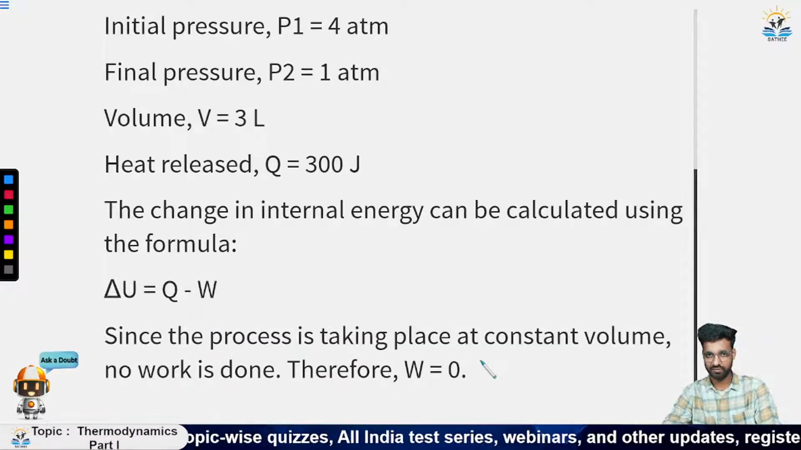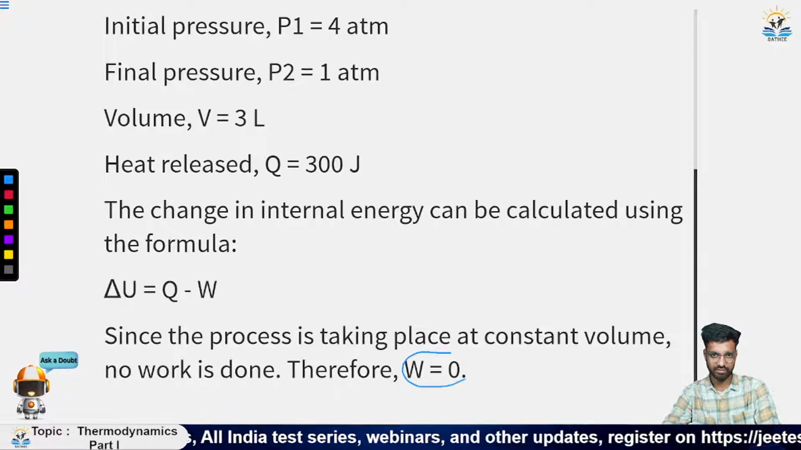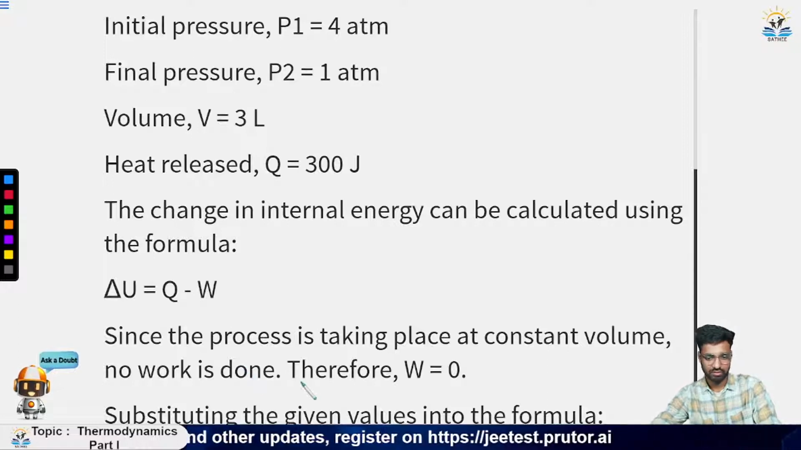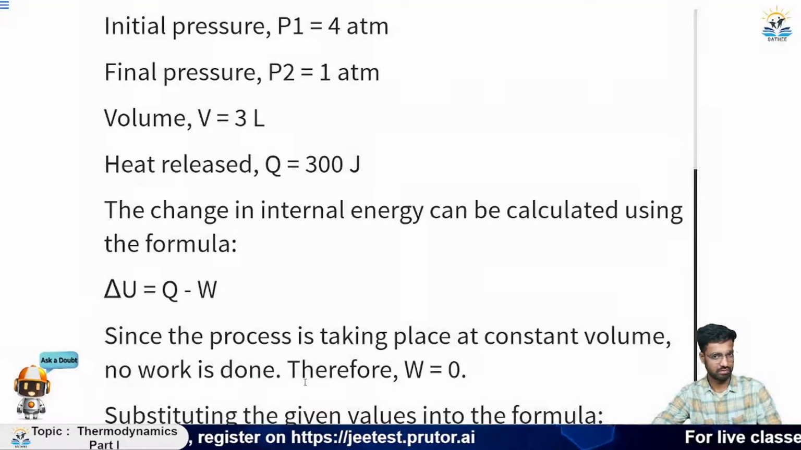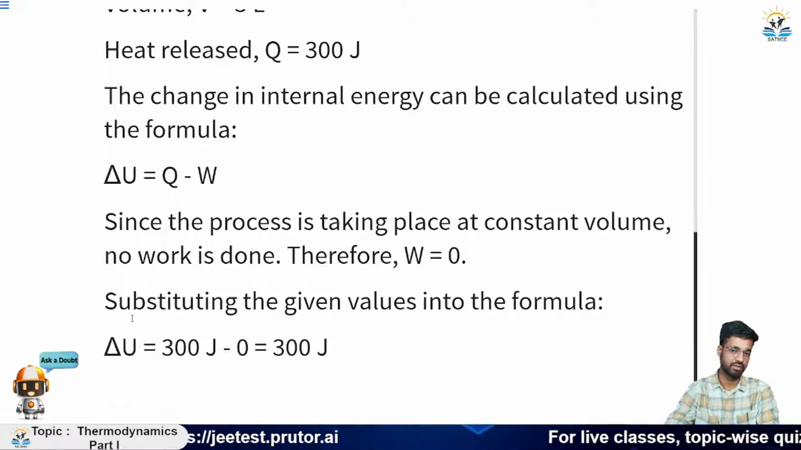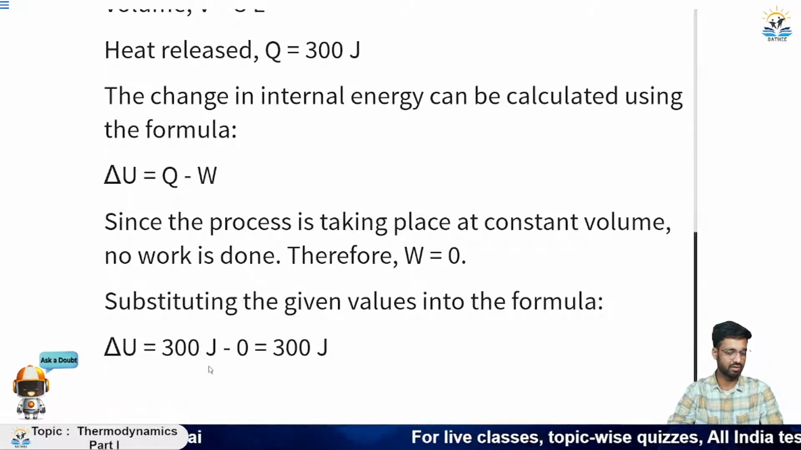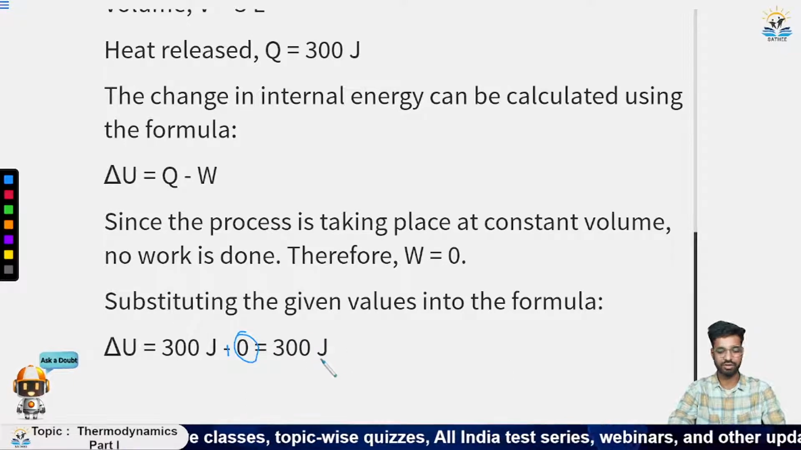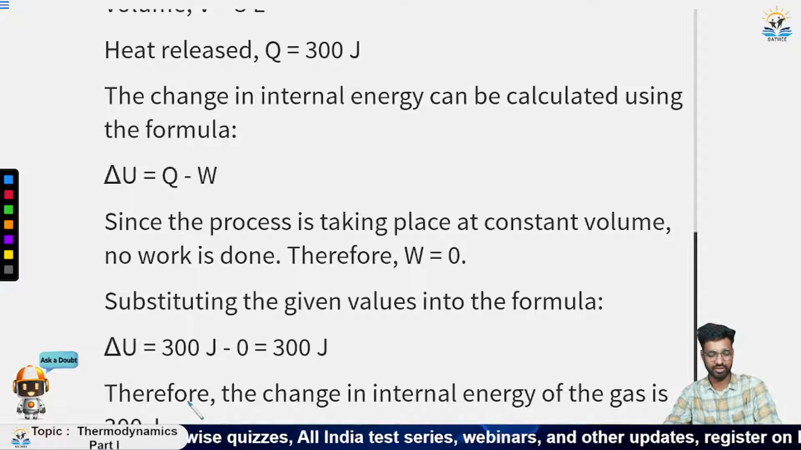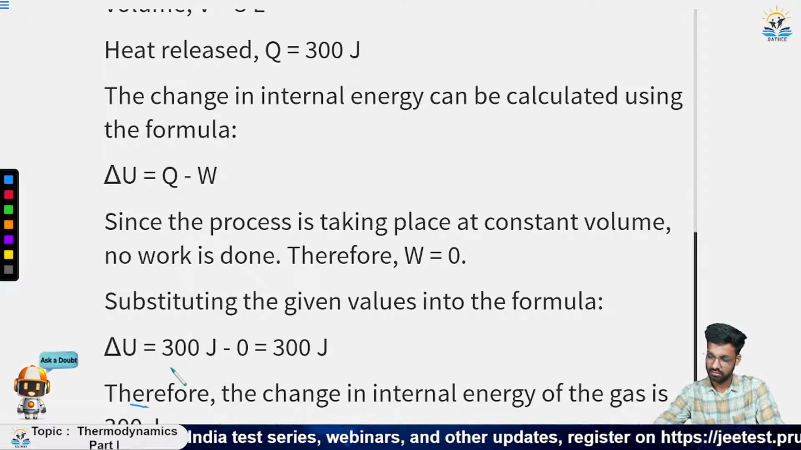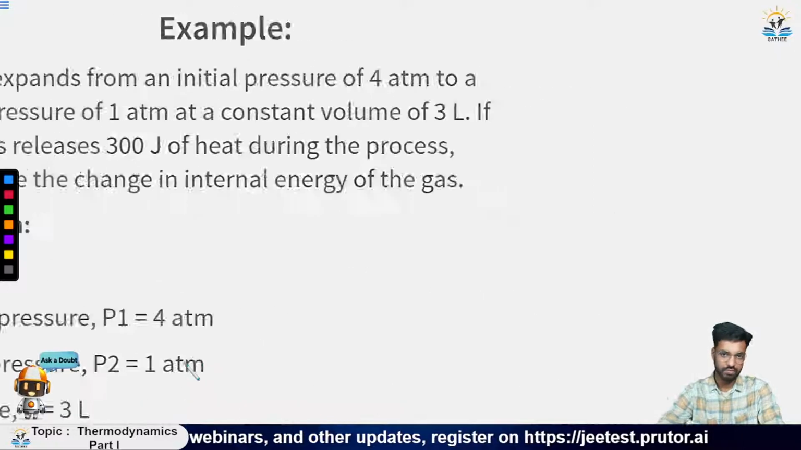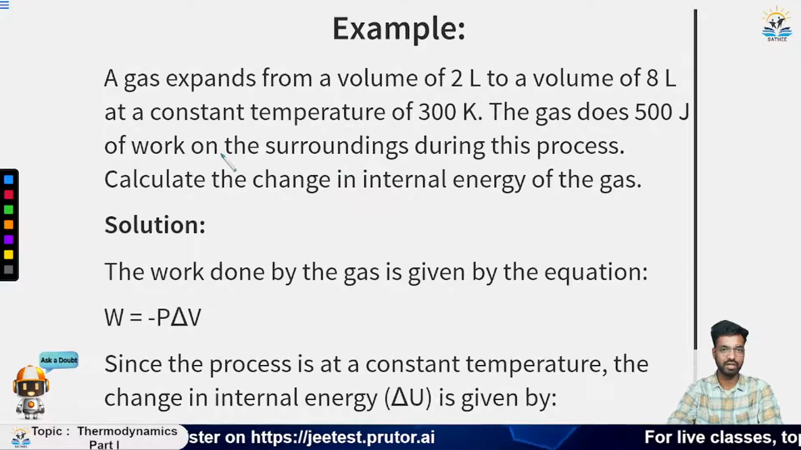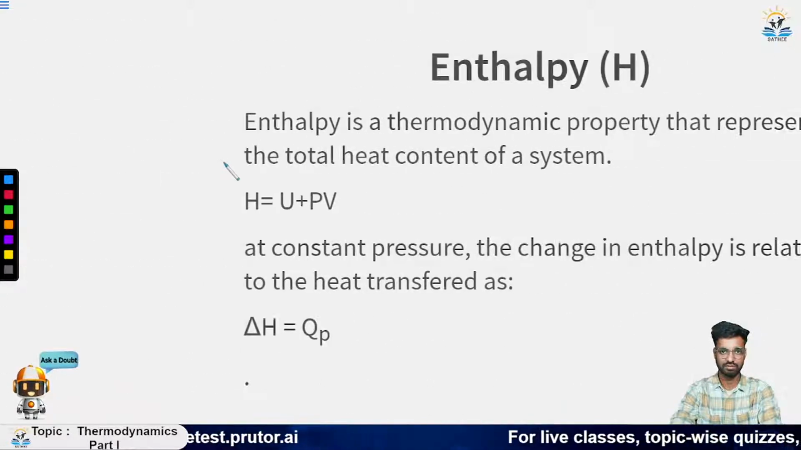Now, since the volume is kept constant, the work done will be 0. So delta U = heat plus work. Now work is 0, so delta U will be equal to the heat, 300 joule. So delta U is equal to 300 joule. Therefore the total energy change is 300 joule. Okay, you can solve this question. I'm giving you the explanation here, so you can do it by yourself also.